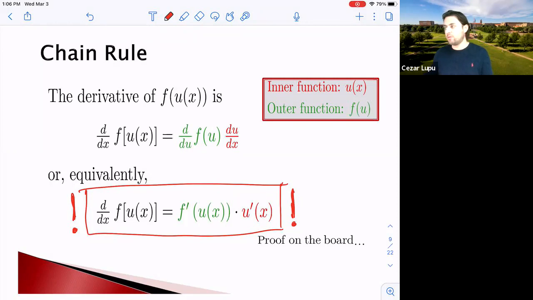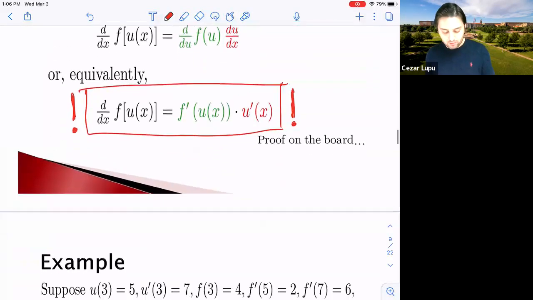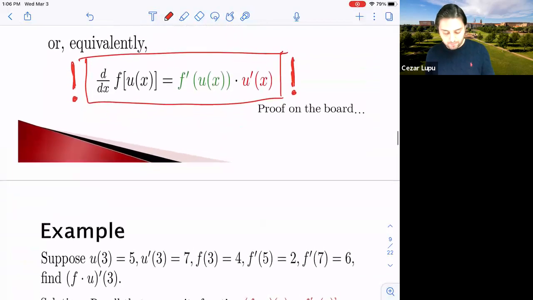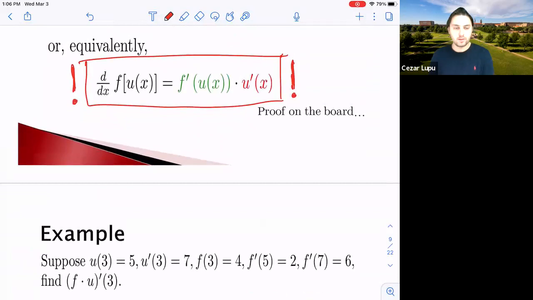Now I'd like to see examples, more and more examples of the chain rule. And the first example that I would like to draw your attention to is the following. I would like you to look at this. I don't want you to be confused with this symbol. This is a circ here. It's not a dot, it's a circ. Let me write it, because with the dot you'd think that this is a product. No, it's a circ. So it's f of u of x, prime, of 3.